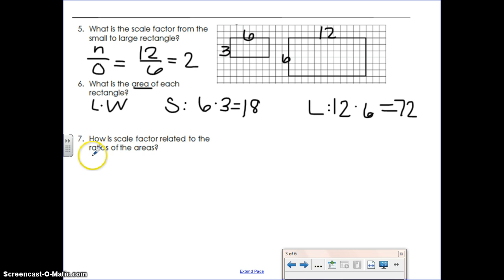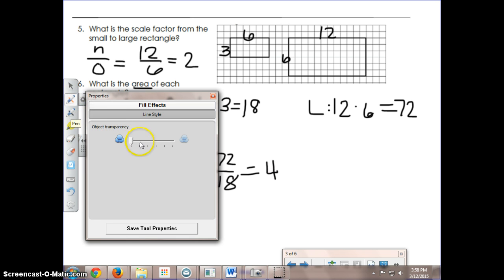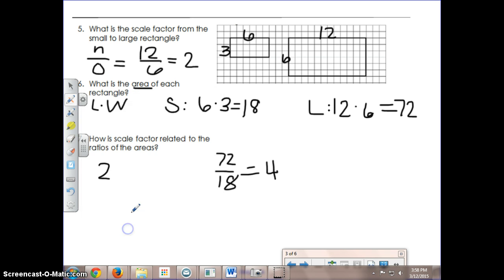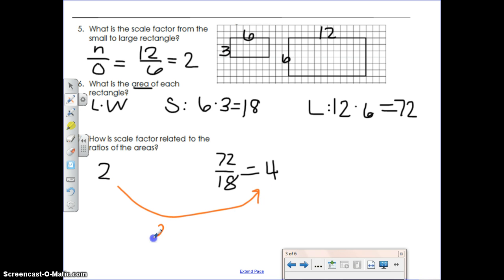How is scale factor related to the ratios of the areas? Look back at question 4 with this, pause the video, and then play it to check your answer. Okay, so remember our scale factor was 2, and our areas are 72 to 18. 72 divided by 18 is 4. And the way that 2 is related to 4 is that 2 squared, or a scale factor squared, is 4. So that's always going to be true. Your areas will be related by your scale factor squared.